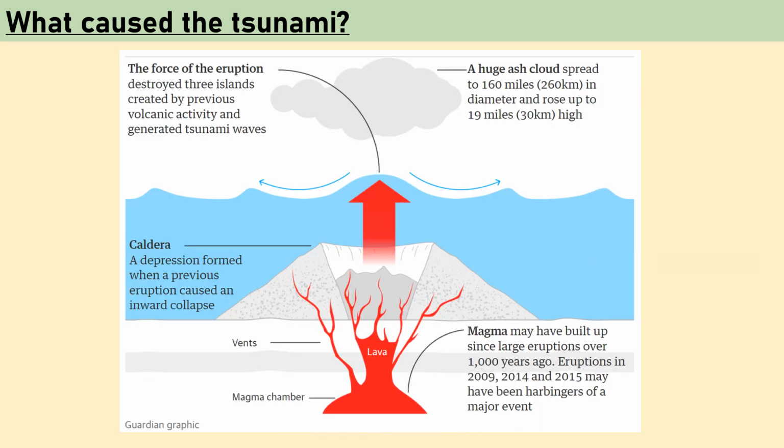So just following on from that, this graphic shows some of the knock-on effects of the eruption. The force of the eruption would have generated tsunami waves, and in fact there were islands nearby, created by previous volcanic activity, that were destroyed as a result. But also there was a huge ash cloud. This spread up to 160 miles in diameter, rose up to 19 miles, and it was pretty significant across the whole of the Pacific Ocean for a short while.